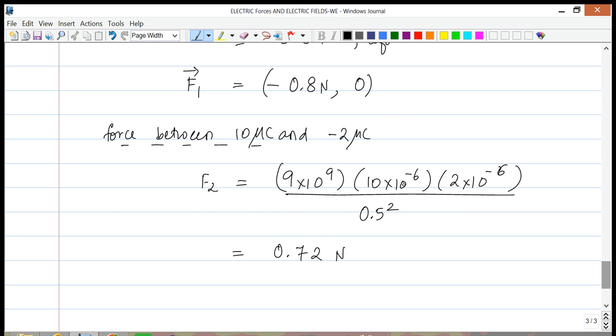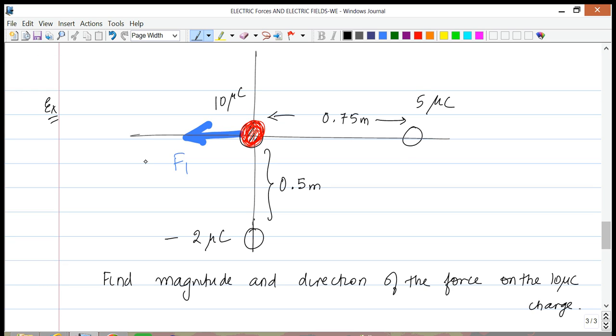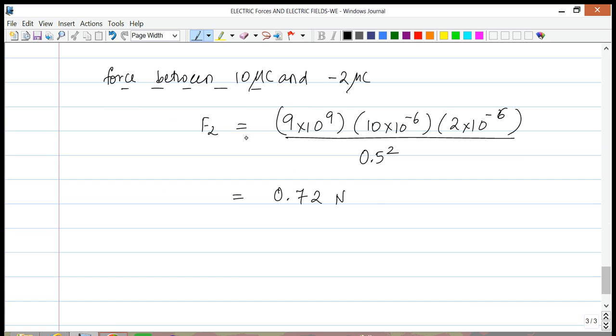And once again, let's figure out the direction. If you look at the picture here, the 2 is negative and the 10 is positive, so we know the negative will attract the positive, and hence the direction of this force is going to have to be towards the 2. So this is going to be our force F2. It's going to point downward, straight down, or along the negative y direction. And so now we can write F2 in component form as 0 comma negative 0.72 newtons.